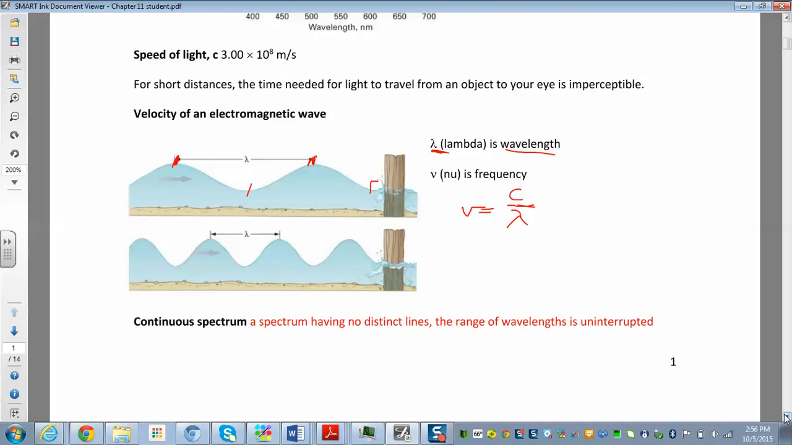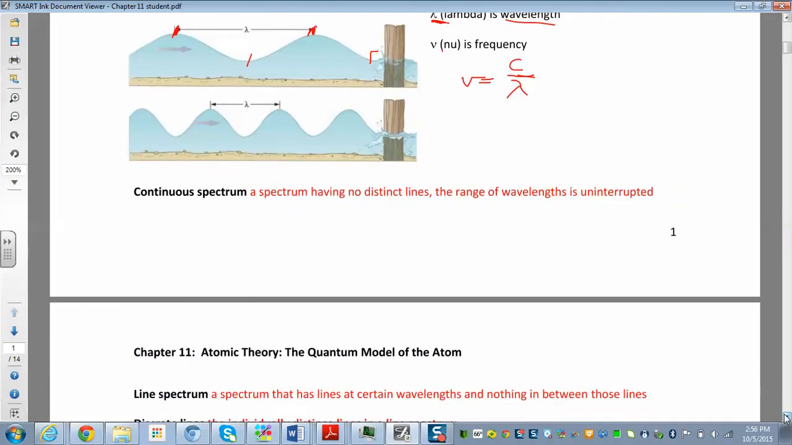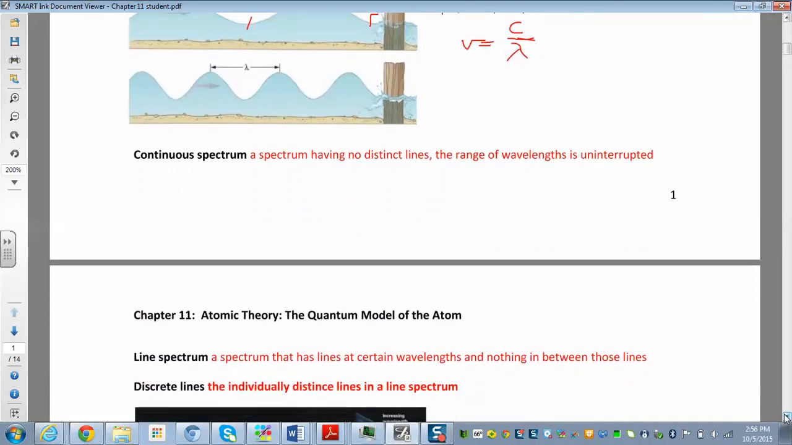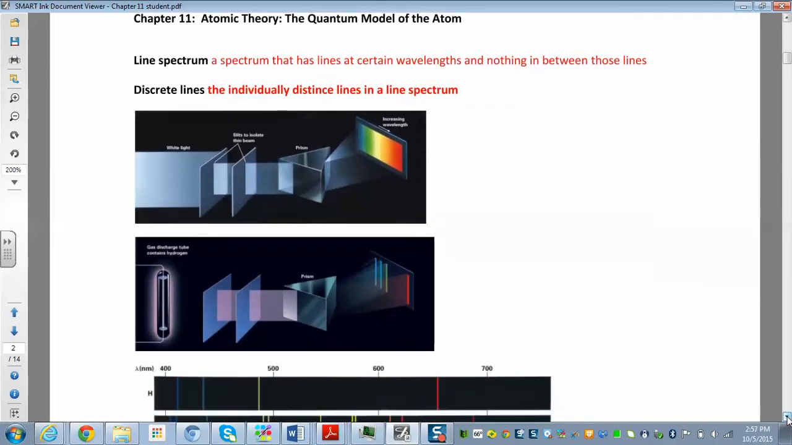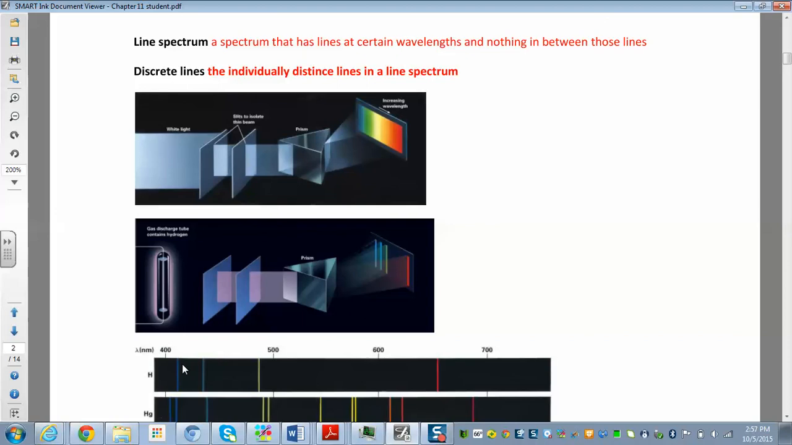Continuous spectrum versus a line spectrum. When we're talking about light traveling as waves, you may remember seeing a rainbow. A rainbow has all the colors in the spectrum. It's a continuous spectrum. You don't see any sharp lines or breaks. One color flows seamlessly into the next. Nothing is interrupted. A line spectrum, on the other hand, looks like this down here. You can see just a few colors come out, and not the entire spectrum. These individual lines are called discrete lines.